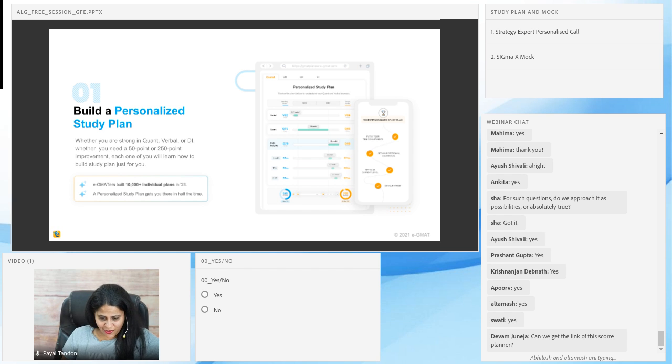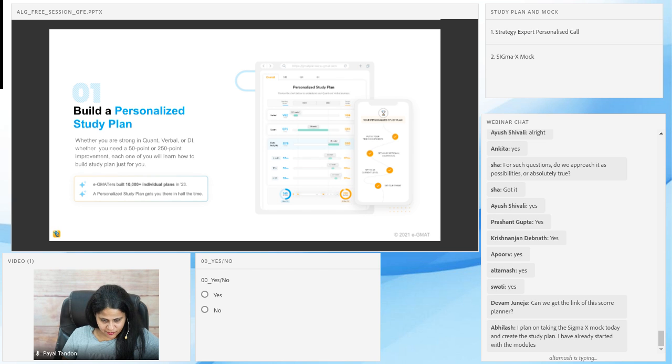All right, yes. So waiting for comments. What do you guys think? I plan on taking the SigmaX mock test today and create the study plan. I've already started with the modules. Okay, that's fine, Abhilash. I know that you have recently purchased the e-GMAT course. That's really good. But definitely before you proceed further with the modules, create your study plan. So take the mock test and create your study plan.